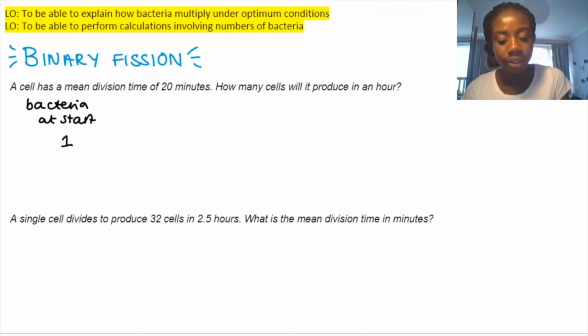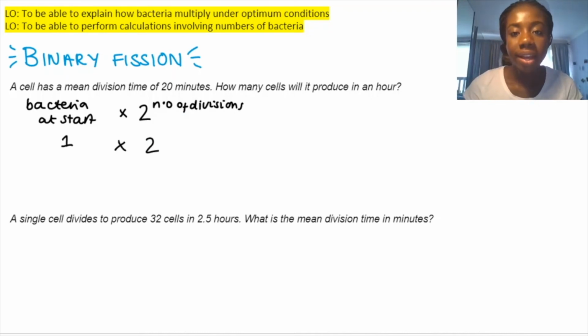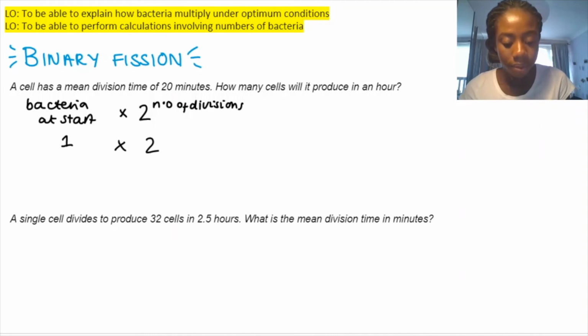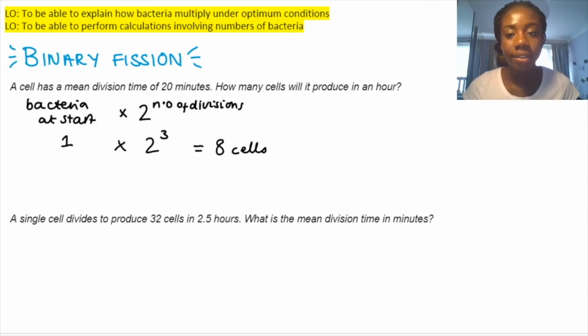The rest of the equation is then times 2 to the power of the number of divisions. So we'll do times 2. So the mean division time is 20 minutes, and we're leaving it for an hour. Therefore, 3 times 20 makes an hour, so we have 3 divisions. So our final formula that we're putting in is 1 times 2 to the power of 3, which is 8. So after an hour, we're going to produce 8 cells.